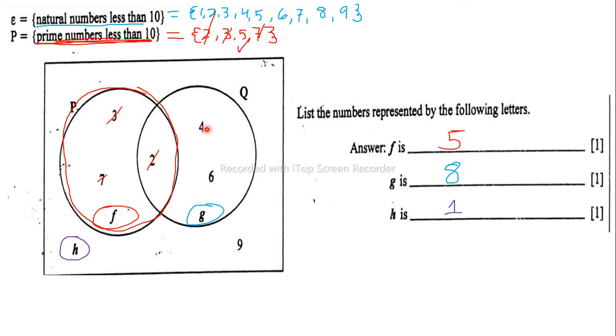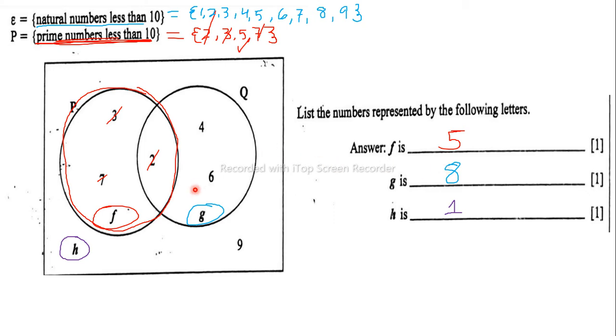Now, Q is multiples of 2. So we have 2, we have 4, we have 6, but we don't have 8. See what I'm saying? All right. So that's how we get G is 8.